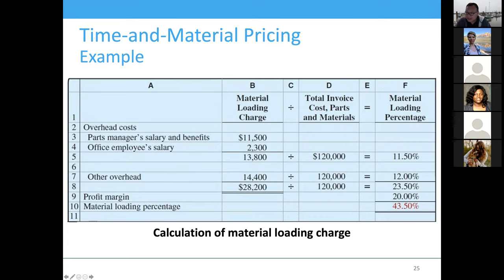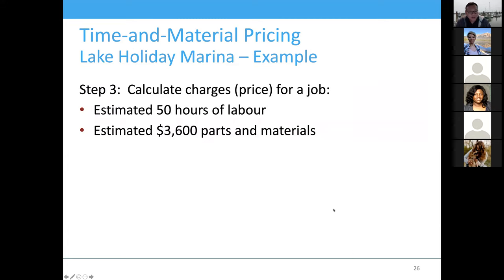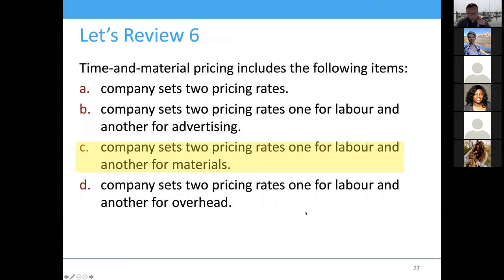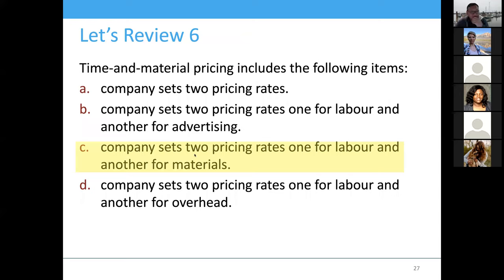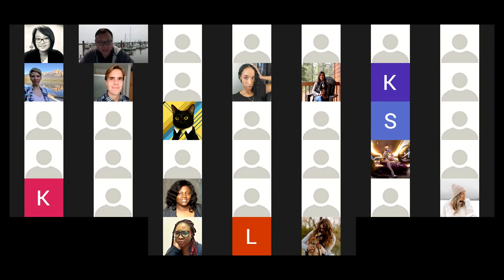Okay, let's see. Oops, how come I don't have an animation here? Okay, so for this question, time and material pricing, including the following items. The company sets two pricing rates, one for labor and another for materials, okay? So I have another question. So I'm going to stop sharing. Just give me 1 second. So what happened here? I need to make sure I animate this one.